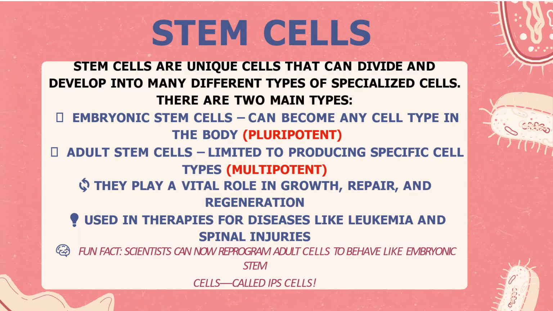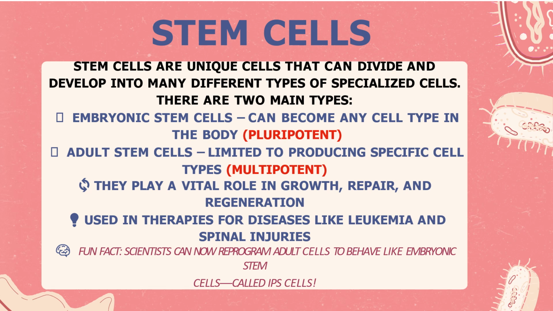Stem cells are the foundation of life, unique, unspecialized cells with the incredible power to self-renew and transform into specialized cells through a process called differentiation. There are two main types. Embryonic stem cells, found in early-stage embryos, are pluripotent, meaning they can become any of the 200-plus cells in the human body. These are like blank slates, capable of forming organs, tissues, and even entire systems.